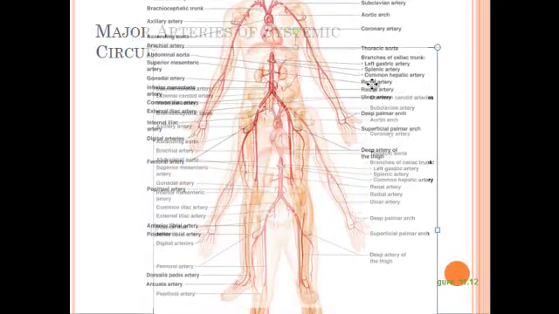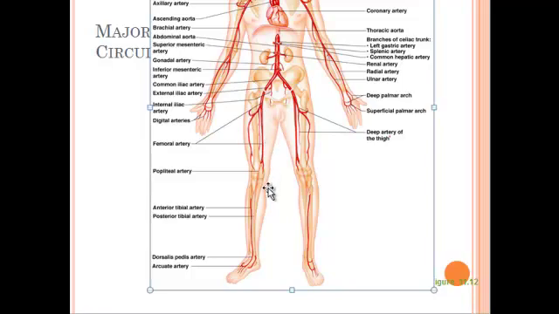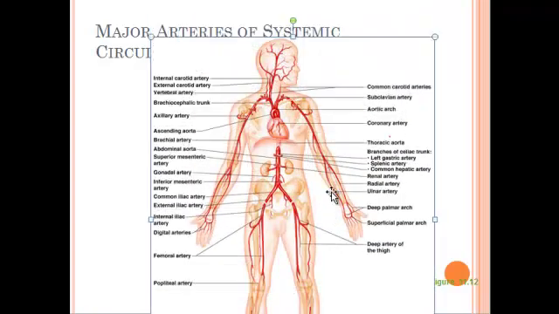And then as it continues going down, it's going to become the tibial artery. And there's an anterior and posterior one of those. And then it gets down into the feet. We call it the dorsalis pedis artery, arcuate artery, and then it's going to move into the veins. So it's pretty interesting how these are named, just according to the places where they go.